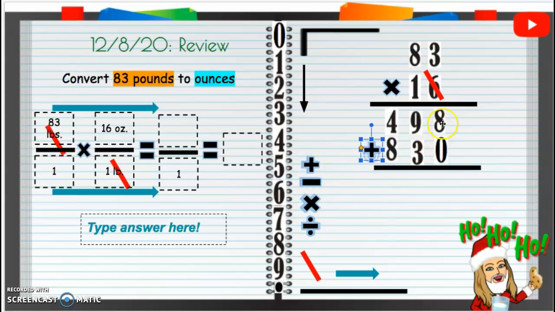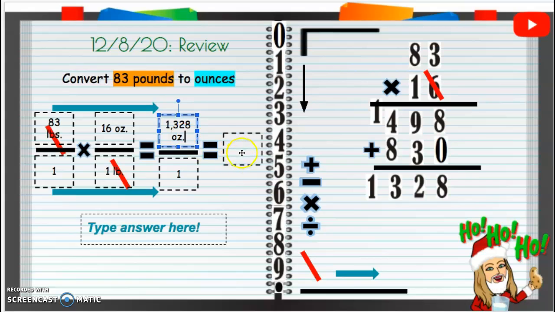All right, 8 plus 0 is 8. 9 plus 3, 9, 10, 11, 12. Carry that 1, drop that 2. 8 plus 4, 8, 9, 10, 11, 12. Plus a 1 is 13. Are there any decimals to account for? Nope. So our answer up here, 83 times 16, is 1,328, and we're going to keep that ounces.